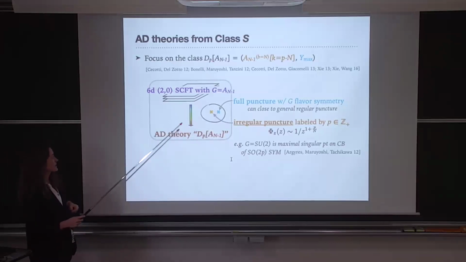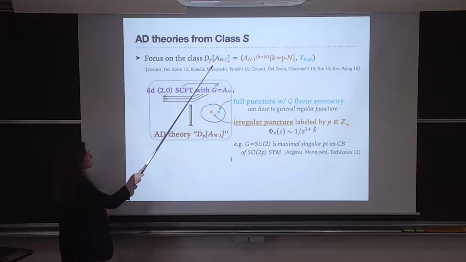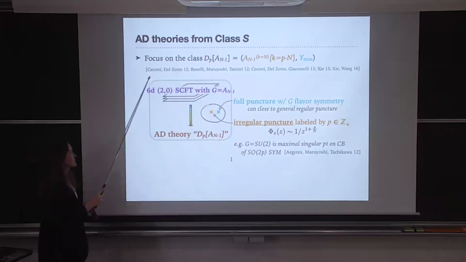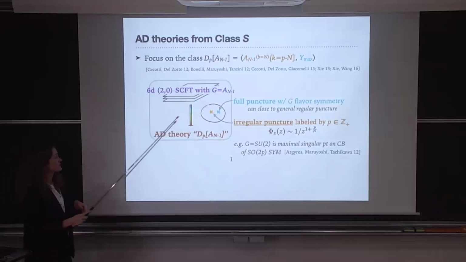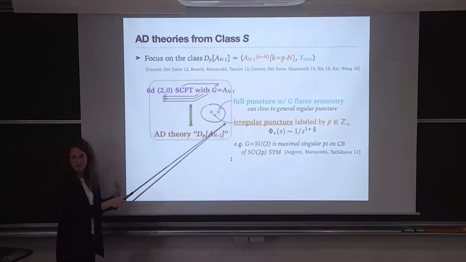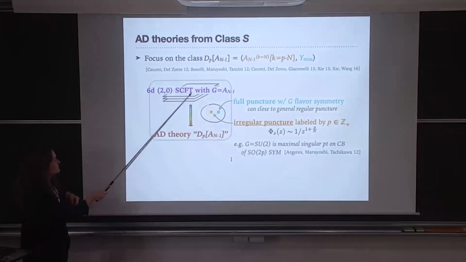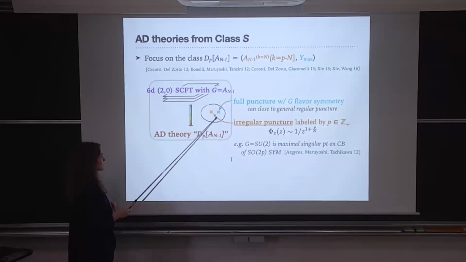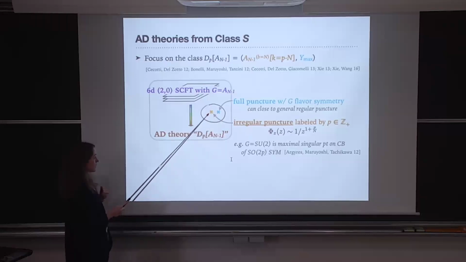So I'm going to focus on the class, where the naming conventions are really awful, and I apologize, they're called D_p(G), where the G stands for the fact that in this construction, we're starting with the 6D (2,0) superconformal field theories of type G. And in this talk, I'm going to focus only on the A type, or SU(N) type of (2,0) theories, compactified on a sphere. And the sphere has particular properties. It has 2 punctures.